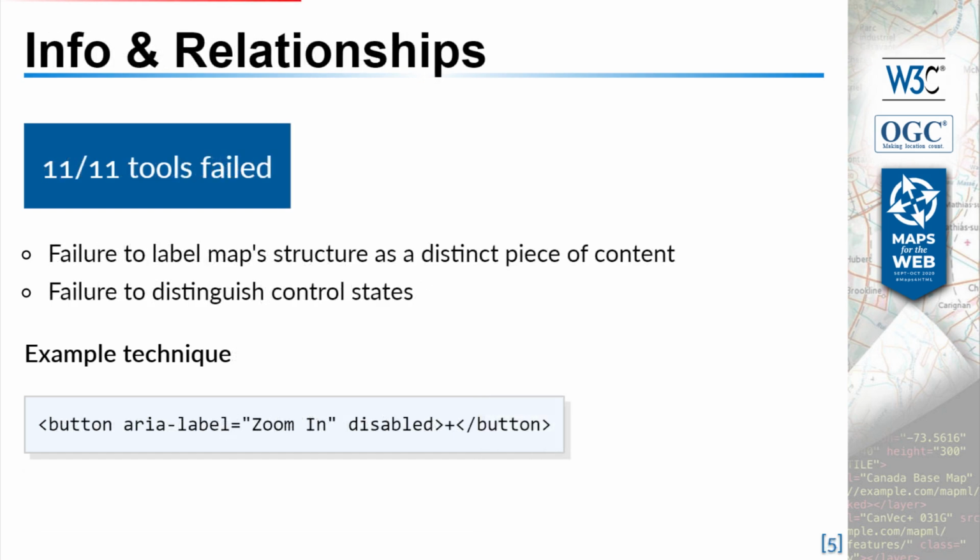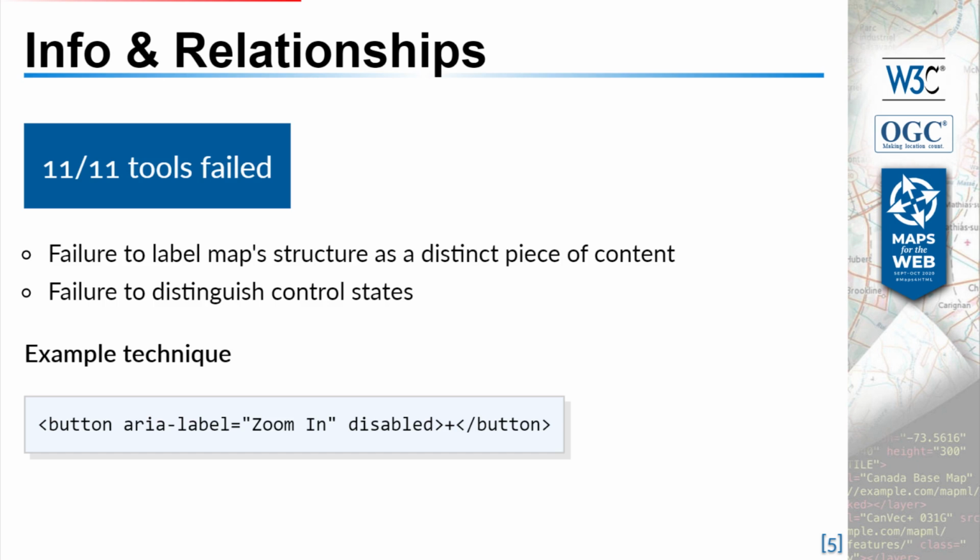Info and relationships. 11 out of 11 tools failed. This criterion requires that all information, including a control's state or structure, can be determined programmatically or is otherwise available through text. Tools often fail to label the map structure as a distinct piece of content and as a control. A map generated by these tools is not just a static image, it is a control in and of itself.